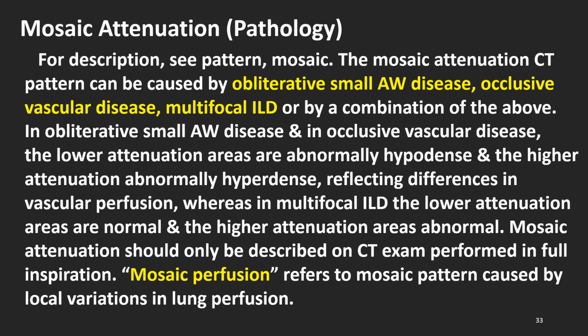In obliterative small airway disease and in occlusive vascular disease, the lower attenuation areas are abnormally hypodense and the higher attenuation abnormally hyperdense, reflecting differences in vascular perfusion, whereas in multifocal interstitial lung disease, the lower attenuation areas are normal and the higher attenuation areas are abnormal. Mosaic attenuation should only be described on CT exam performed in full inspiration. Mosaic perfusion refers to mosaic pattern caused by local variations in lung perfusion.